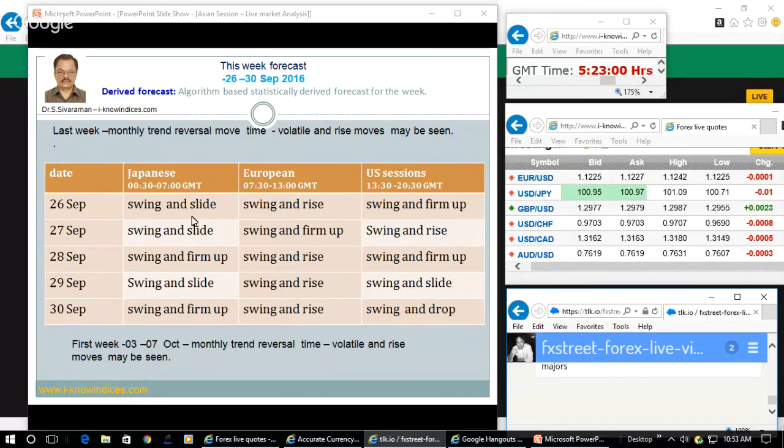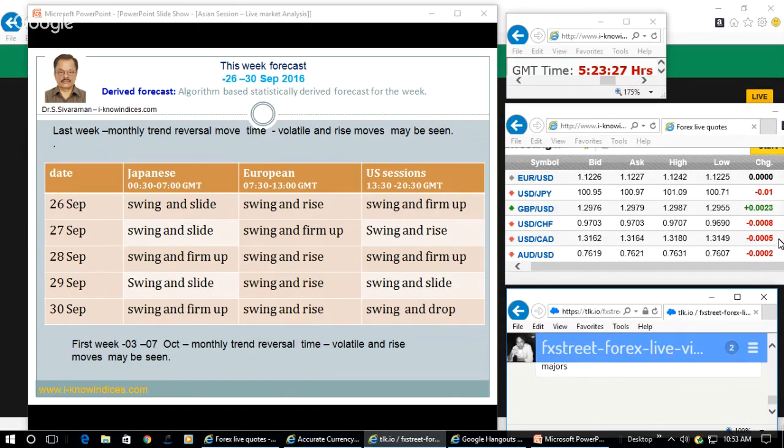So this forecast is meant for Euro and GBP. So follow that and you'll be able to make use of it. Now, with regard to the denominator currency, USD Yen is showing negative net change. And CHF is showing negative net change. Canadian dollar is showing negative net change. That means all the three pairs are showing the USD weakening move.